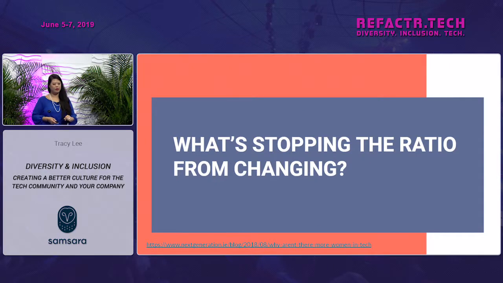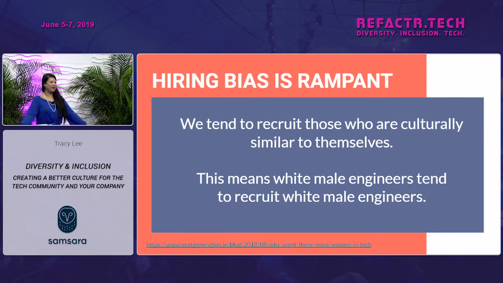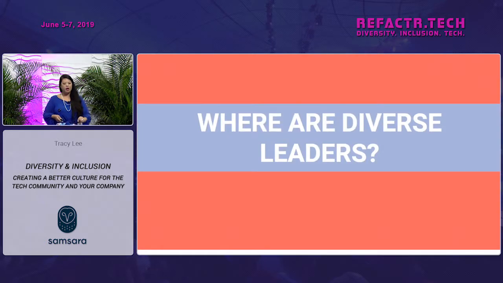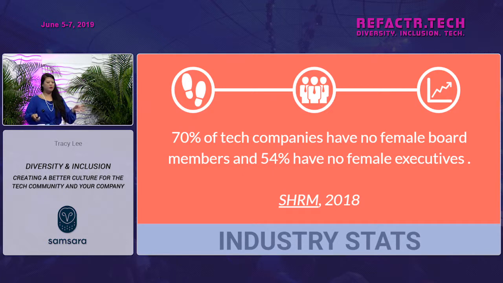But still, what is stopping that ratio from changing? Hiring bias, right? The gatekeepers. So while there is a large group of women and underrepresented minorities now learning development, when it actually comes to the interview process, it's hard because we all tend to have that implicit bias. So we tend to recruit those who are culturally similar to ourselves. And this means that white male engineers tend to recruit white male engineers. And the other problem is, we're still not having that diverse leadership in our workforces, right? Over 70% of tech companies actually have no female board members, and over half of them have no female executives.